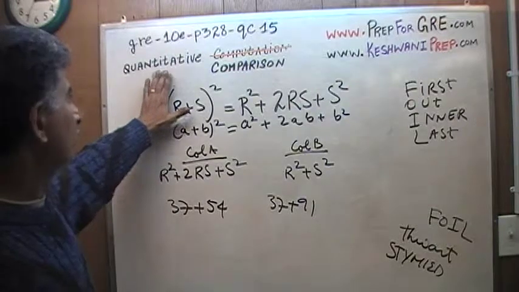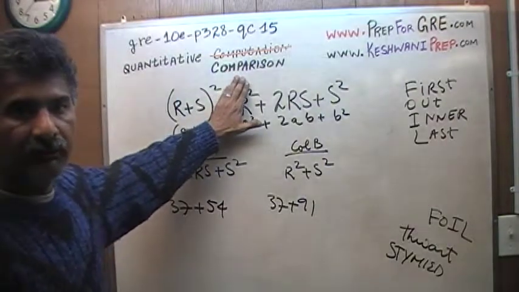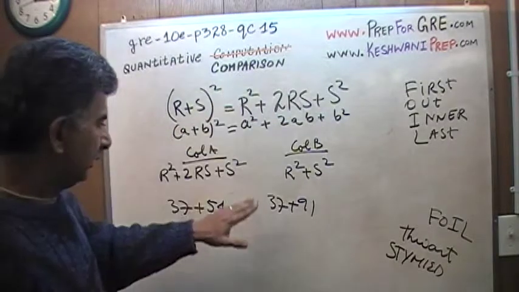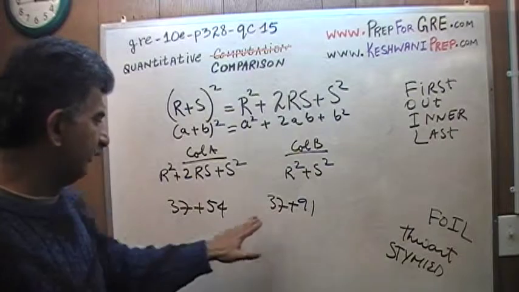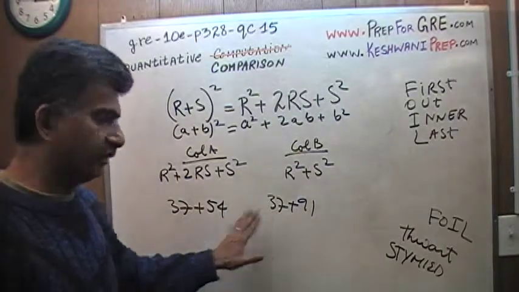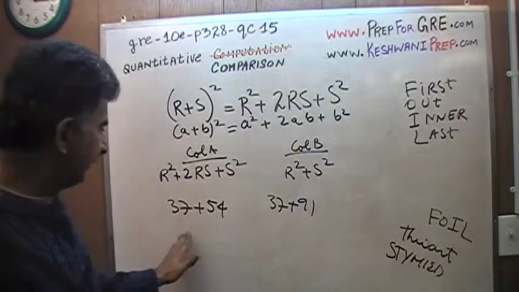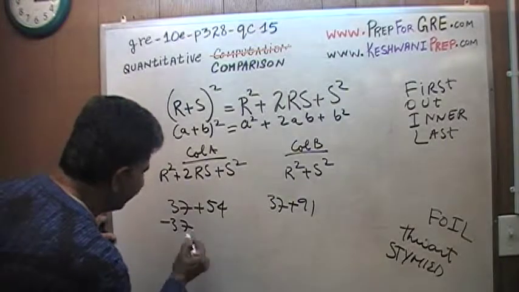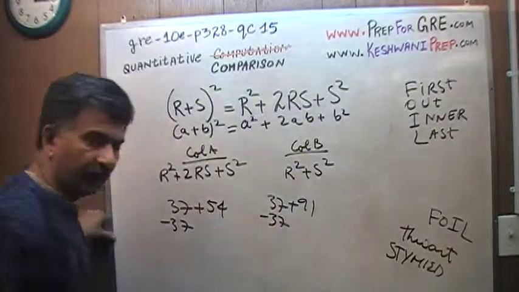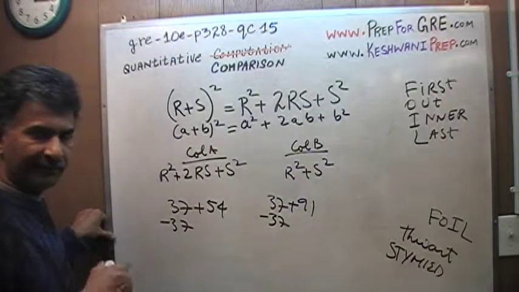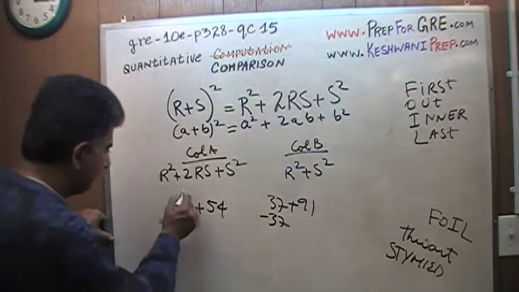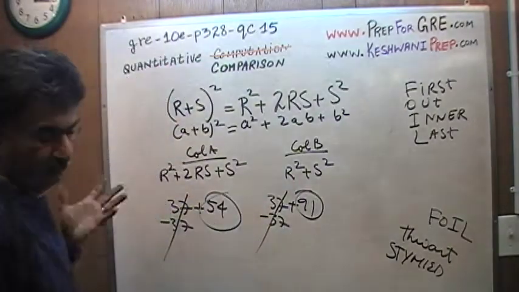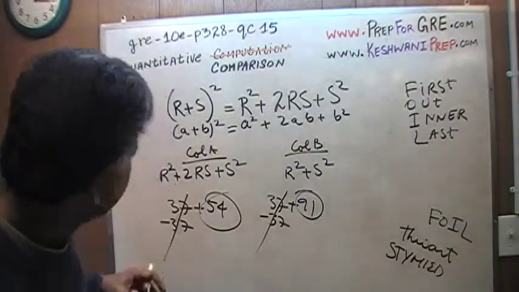These questions are called quantitative comparison. Your job is to compare the two quantities, not compute the bloody things, as I always say. The point here is that 37 appears in both columns. So if I were to subtract 37 from this column and subtract 37 from this column, which I am allowed to do as long as I subtract the same number from both columns, this 37 disappears. And basically we're comparing 54 versus 91. That's all. And of course 91 is bigger than 54.